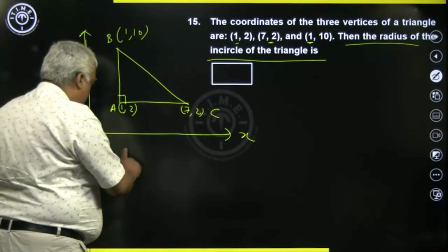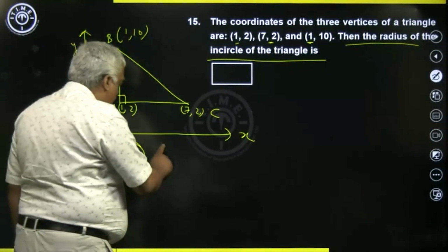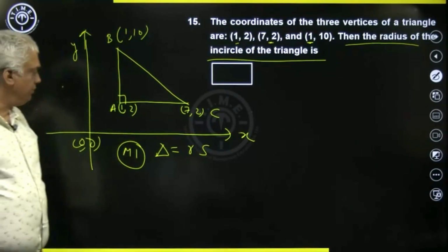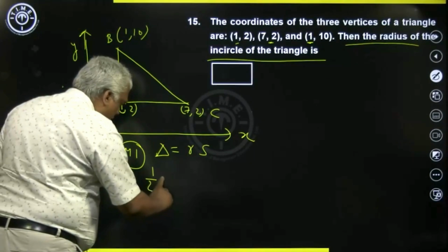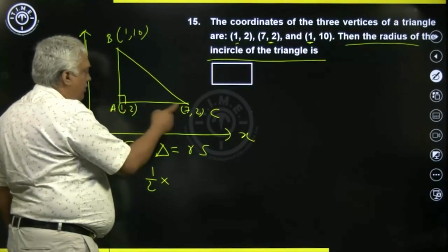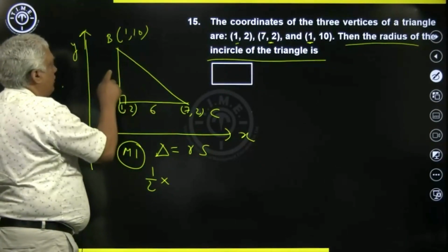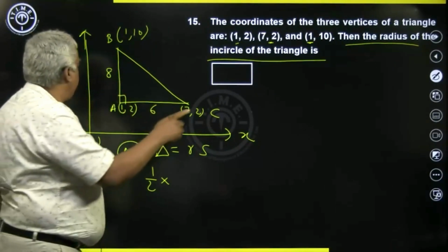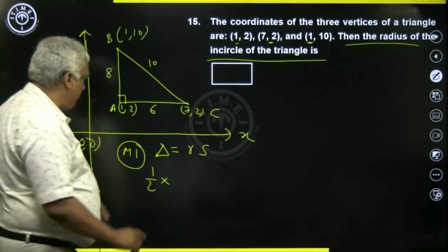We can do it in many ways. One way is, we know the formula: area of a triangle is inradius into semi-perimeter. So what is the area of this triangle? Half base into height. What is the base? From 1 till 7, this is 6. This length is from 2 to 10, this is 8. We know the Pythagoras triplet, 6, 8, 10, so by Pythagoras theorem the hypotenuse will be 10. So half base into height, half into 6 into 8.